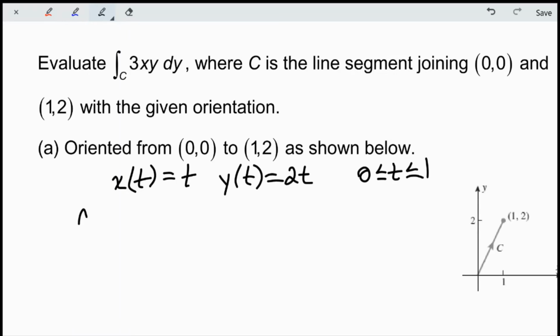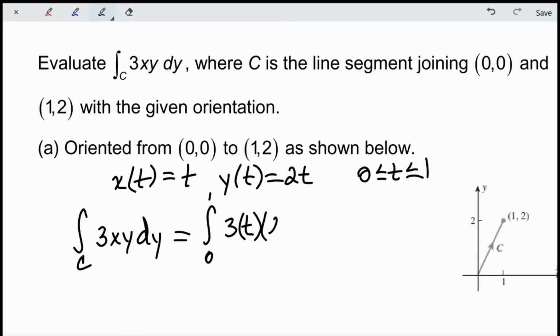So what we're doing here is integrating along this curve C, 3xy dy. Now let's convert this over. This is the same as integrating using the parameter t from 0 to 1. For the x, we have t. For the y, we have 2t. And now remember, for the dy, we need to get dy/dt times dt. The derivative of our y here would just be 2, so that's going to be times 2 times dt. Fairly easy to solve from here. You end up with a value of 4.